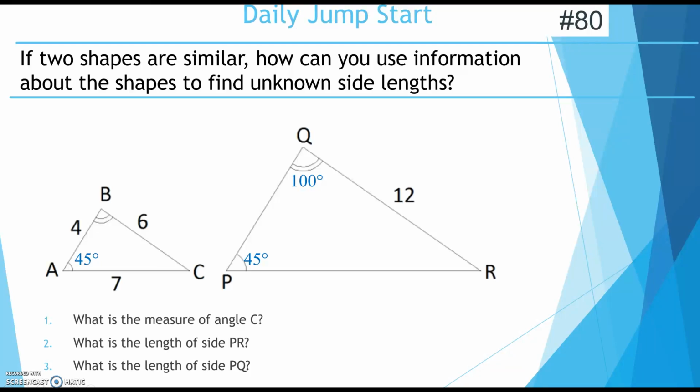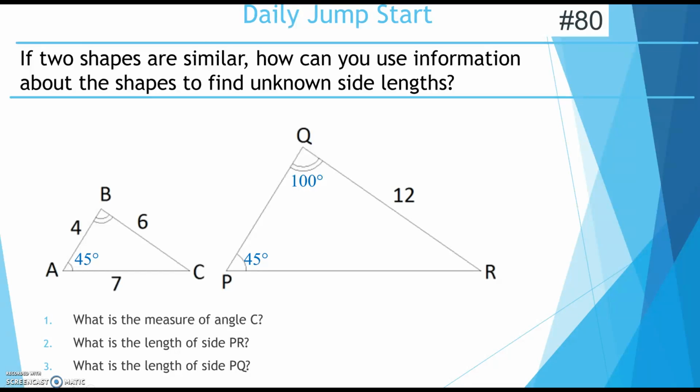If two shapes are similar, how can you use information about the shapes to find the unknown side lengths? So here we are given two triangles, and we know that they are similar because it tells us that. So if we first look at triangle ABC, you'll notice that we have one angle measure, and we're missing the measures for angle B and C.